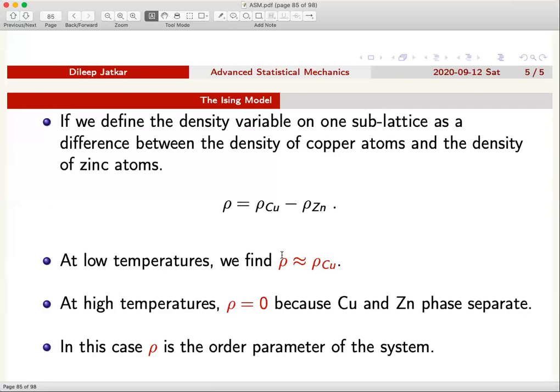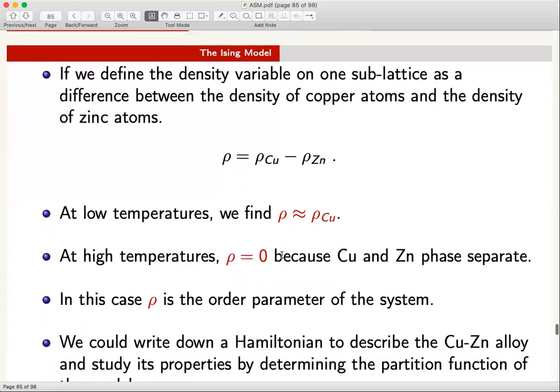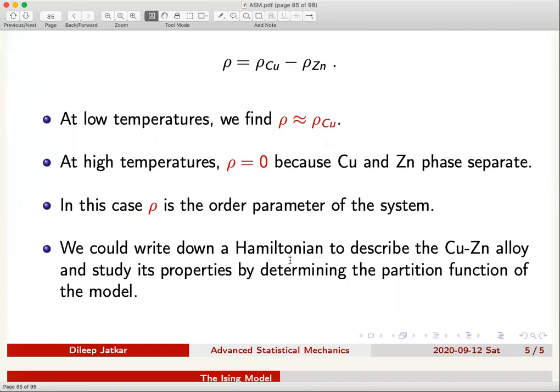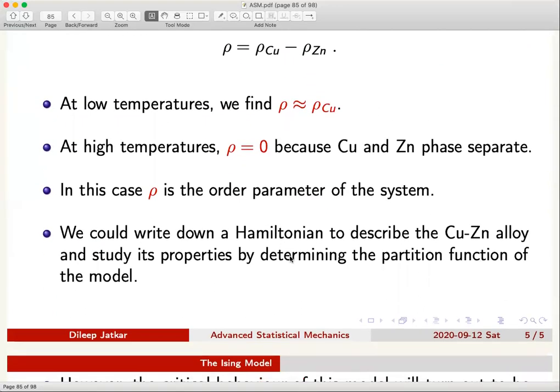So therefore, for a binary alloy system, we would define this sublattice density to be the order parameter of the system. Okay, and this order parameter is non-zero below a particular temperature and zero above. Okay, so we would say that the system would go into a disordered state if the temperature is higher than a particular value. Okay.